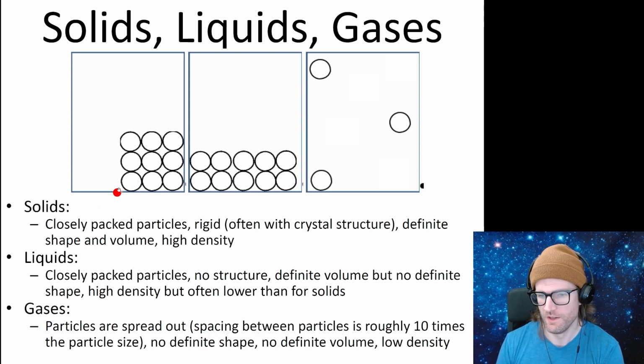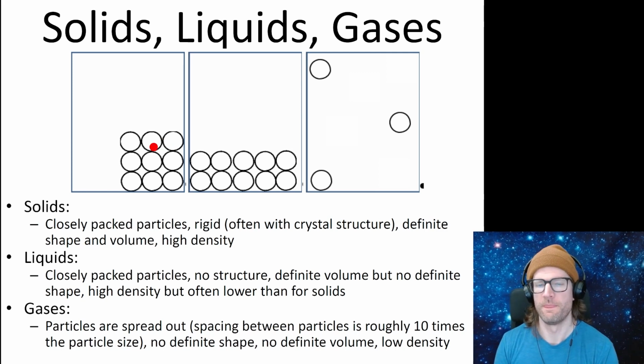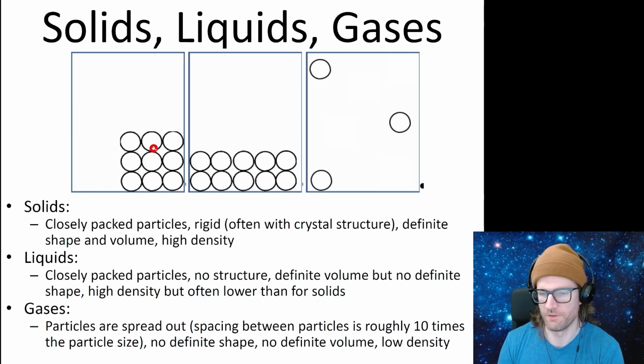So a solid is closely packed particles, rigid, often with a crystal structure, definite shape and volume, and high density. So that's this situation right here. There's a box. There's a solid right here in the corner, made up of atoms here. It doesn't fill the container, and it doesn't take the shape of the container like a liquid.